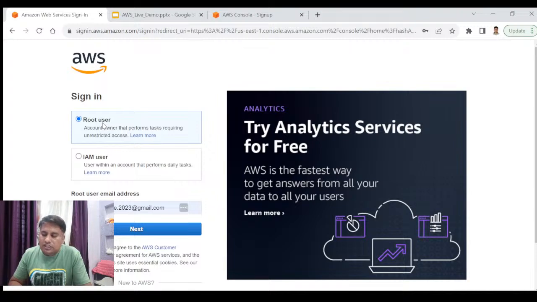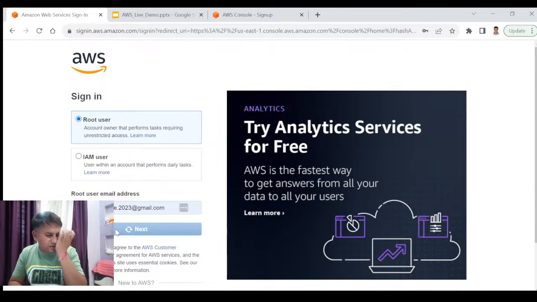One is the root user. The email address you use to create your trial account is your root user, because that root user has full privilege, full access. It can do anything. He or she can even delete services, launch servers, anything. But along with the root user, we have the concept of IAM user as well, and that I will explain in tomorrow's class. As for today, let me quickly log in to my AWS account.